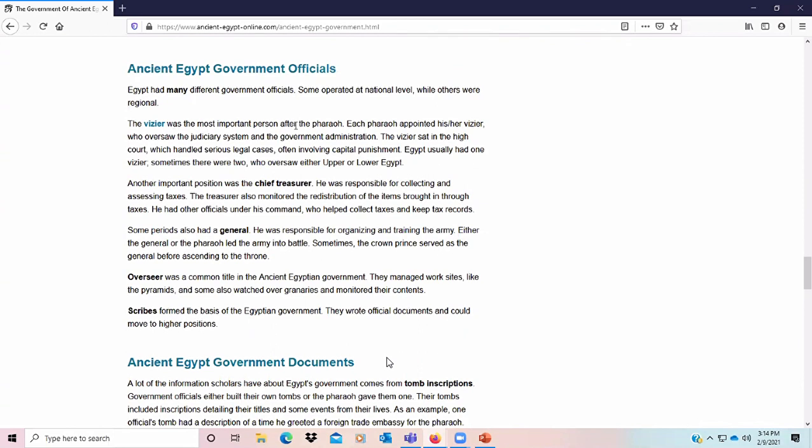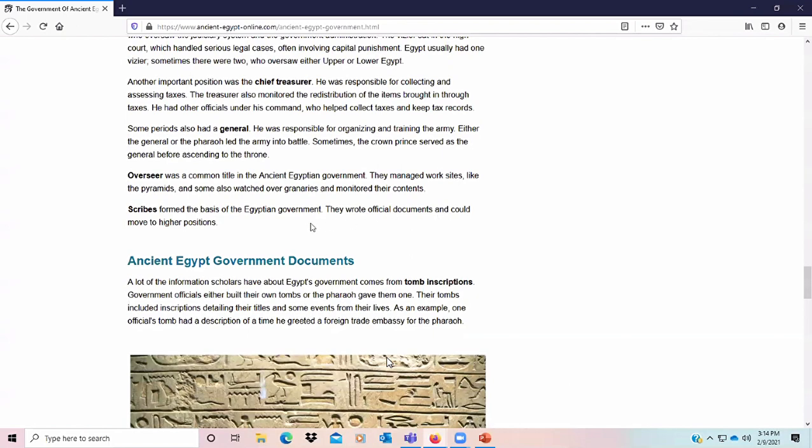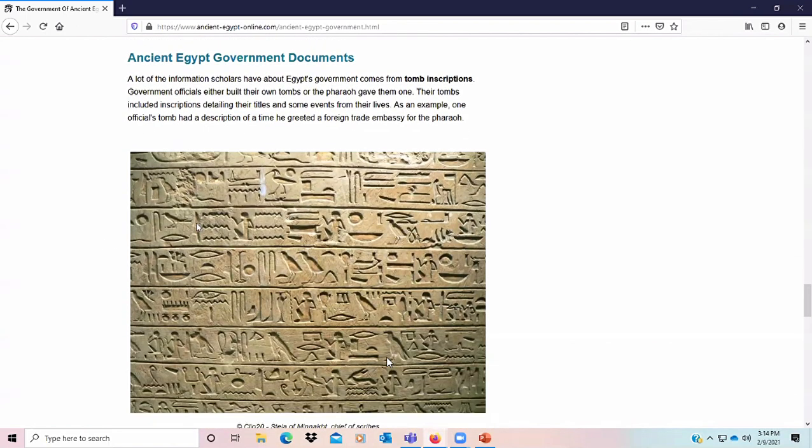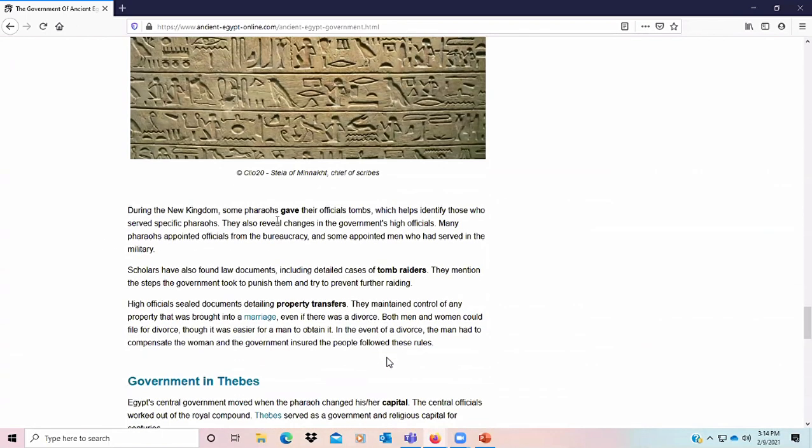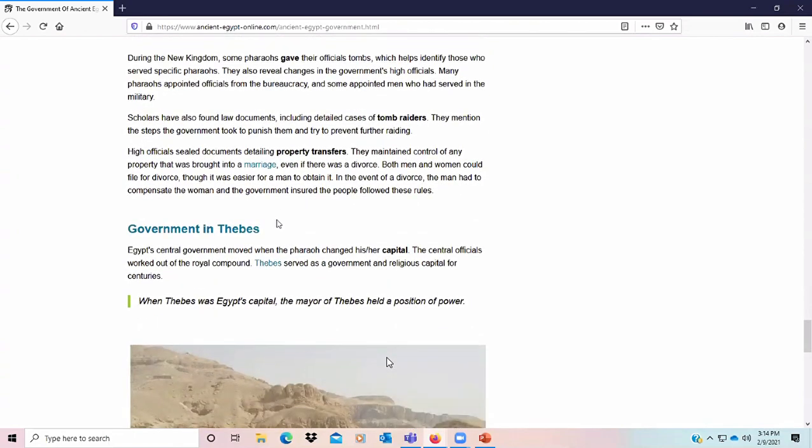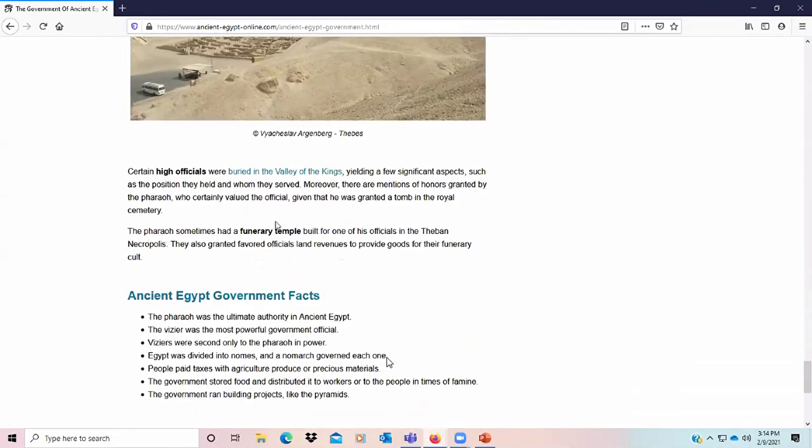The vizier, he was the most important person after the pharaoh. Then you had the chief treasurer. Then you had the overseers. Then you had scribes. They wrote the official documents. And each part had their own government.